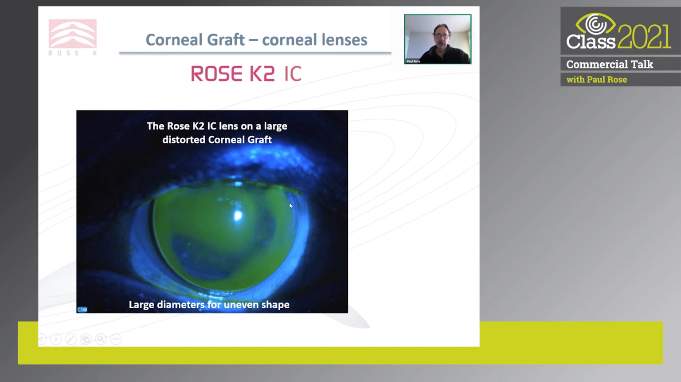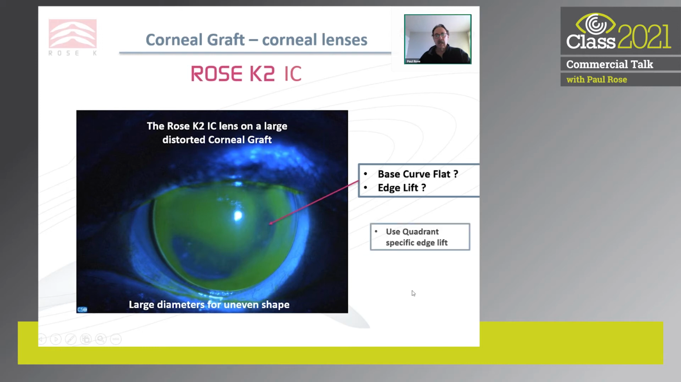If you look here, it's very tight along the limbus. It's open here. It's not too bad in these areas. We don't have any significant staining over this part of the graft, so I didn't actually make any changes there. Is the base curve flat? If I started to see staining here, I would increase the base curve and make it a little bit steeper.